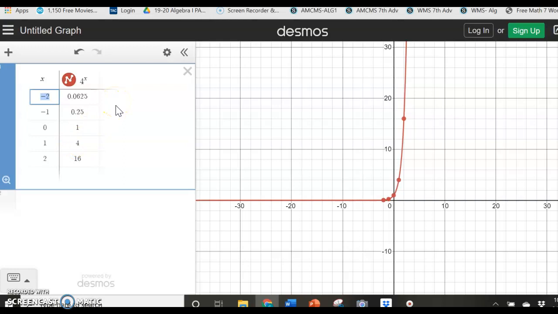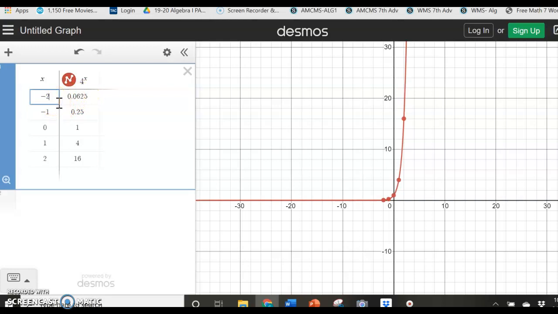Asymptotes can be anything, but exponential functions only have a horizontal asymptote. So there is going to be a horizontal line that it never touches. And this one is at y equals 0. And what it is, you can never get to 0, no matter what number you plug in.